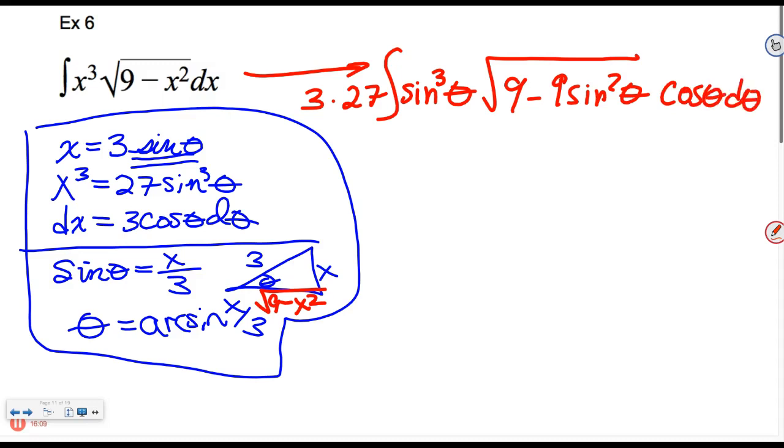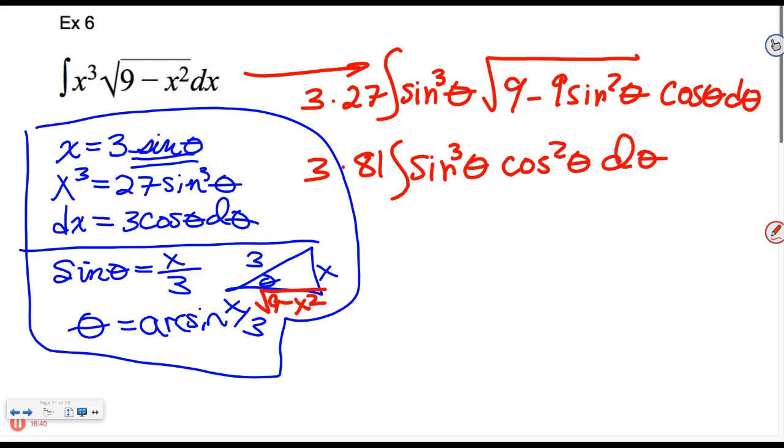Oh man. If only the pre-calc teachers could come in today and see why we do so much trig in pre-calc, right? Holy smokes. All right, let's clean this up. 81. Keep the sine cubed. What's this going to become under here? Yeah, it's going to be 9 cosine squared. It's going to be 3 cosine. Let's put the 3 out front just to keep all that constant mess out. Cosine squared theta d theta.